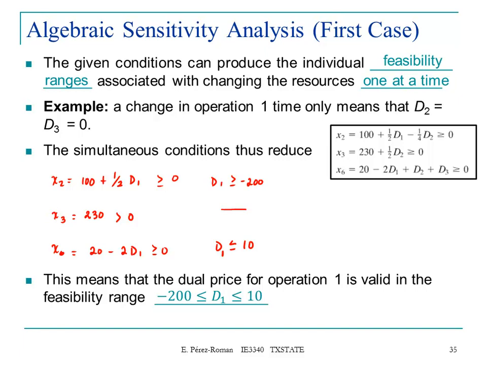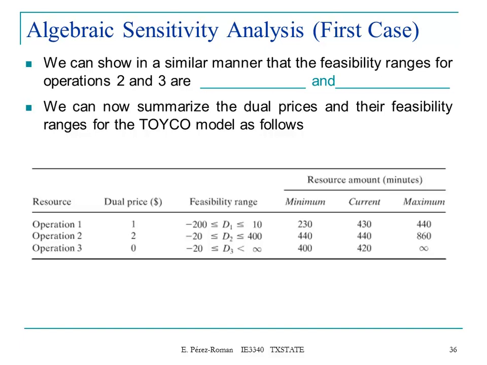Any other question? Okay? So we can show in a similar manner that the feasibility ranges for operations 2 and 3 are the following. So we can now summarize the dual prices and their feasibility ranges for the Tokyo model as follows. Okay, so I want you to look at this table and let me know if there is a typo anywhere in this table. So if you find the typo, I'll give you a point for the next step.